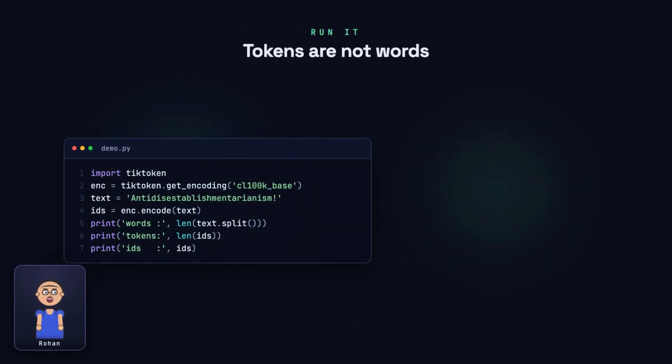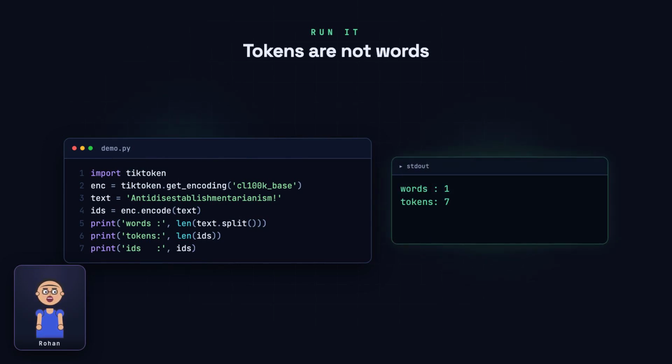One more, to hammer home the difference. A single long word counts as 1 word by splitting on spaces, but the tokenizer chops it into many subword tokens. Token count and word count are simply not the same thing. When you budget for a context window or an API bill, tokens are the number that matters.